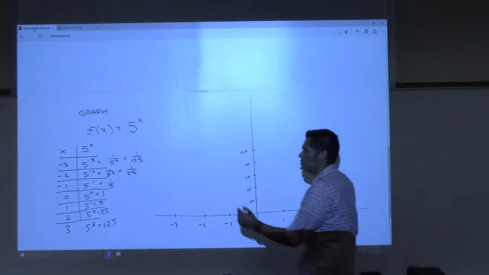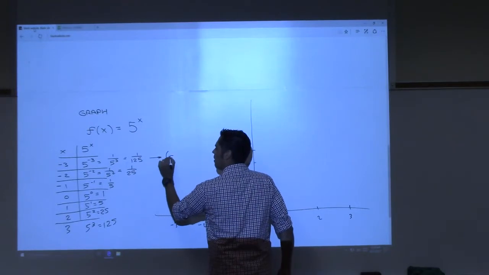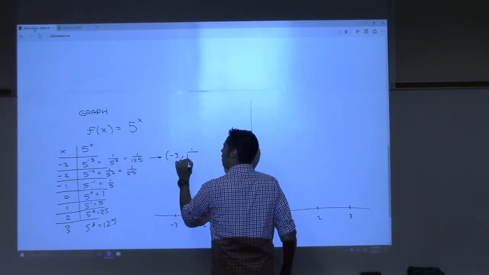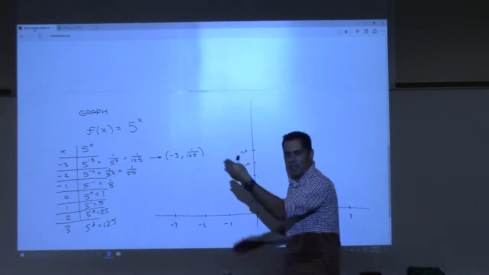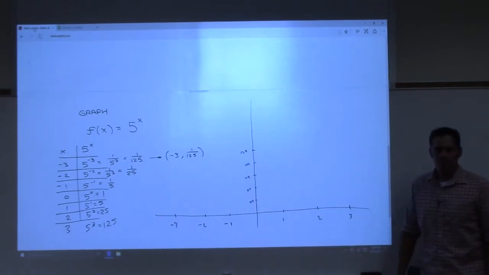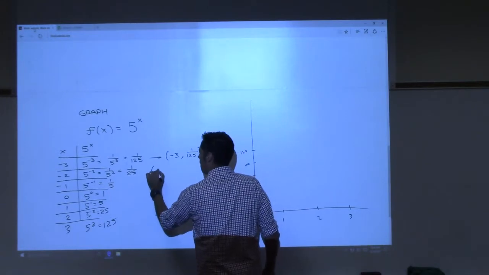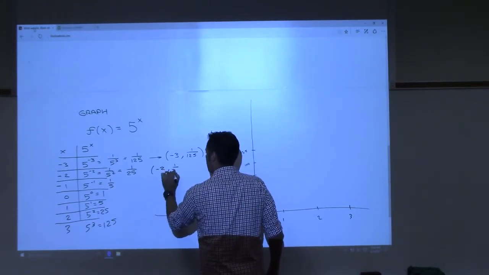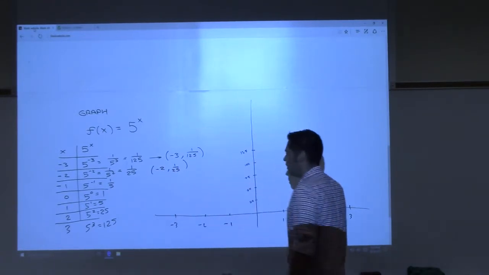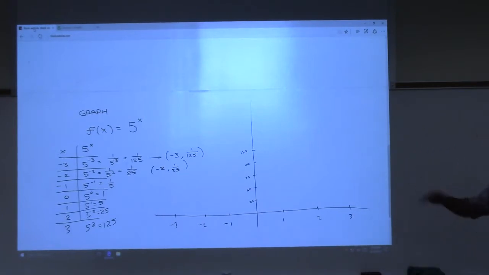Do all of you understand that this is the point negative 3, 1 over 125? Like that's the x and the y coordinate. The next point is negative 2, and then 1/25. And so on and so forth.